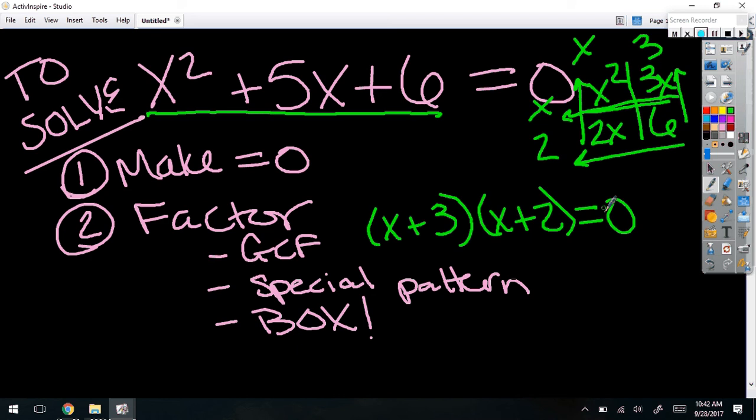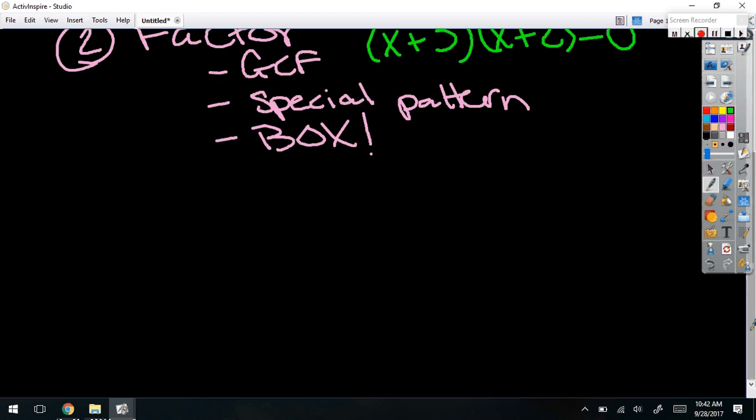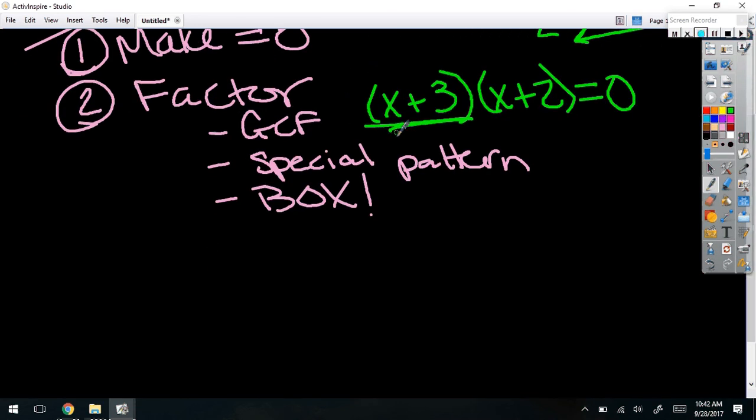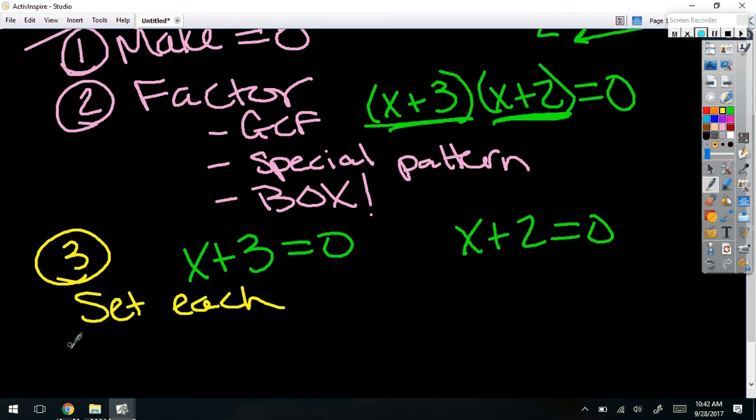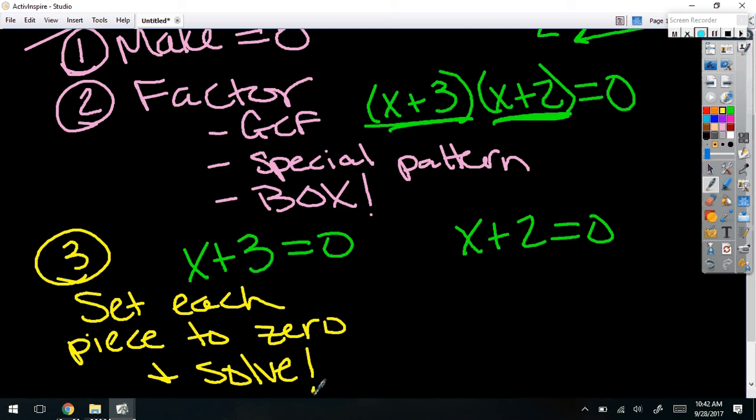So would you then agree that this must equal 0 or this must equal 0? That's how you solve it when it's factored. You set each piece to 0. That's your third step. Set each piece to 0. This is the extra part tonight. The yellow is the new part. You set each piece equal to 0 and solve.